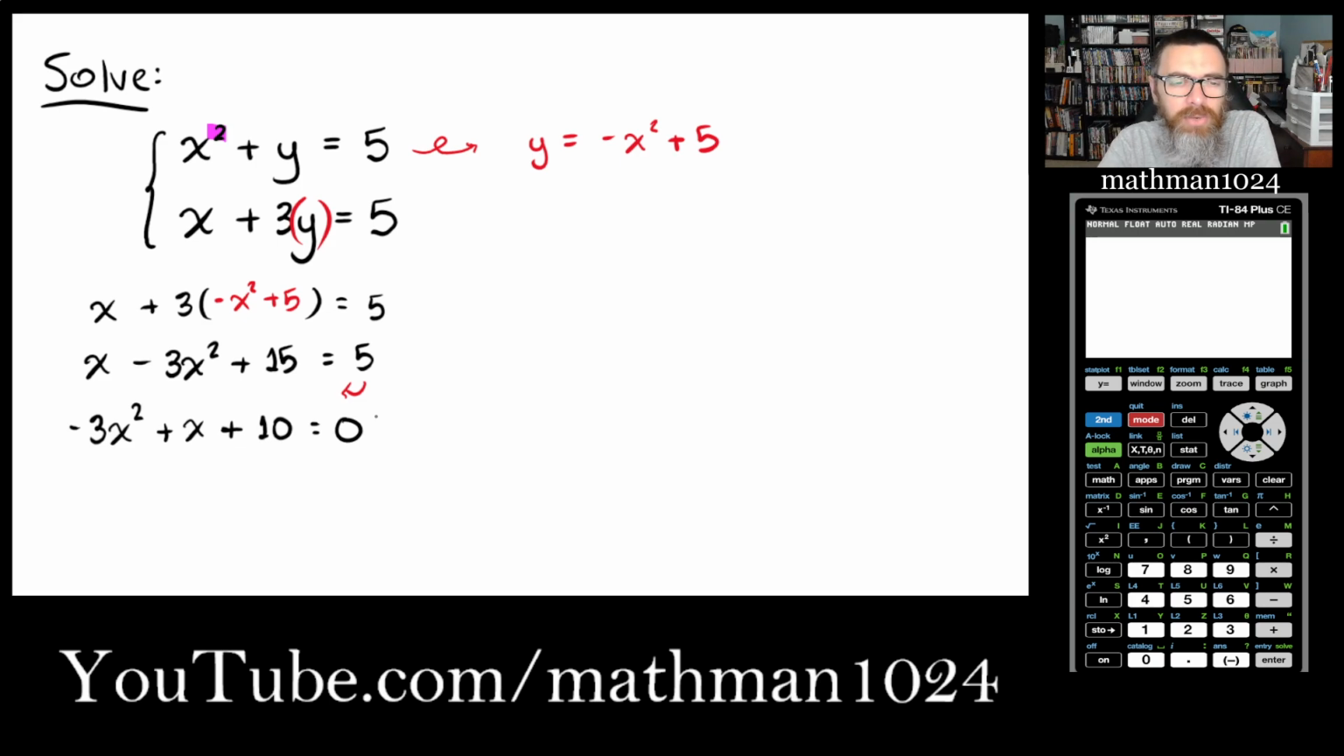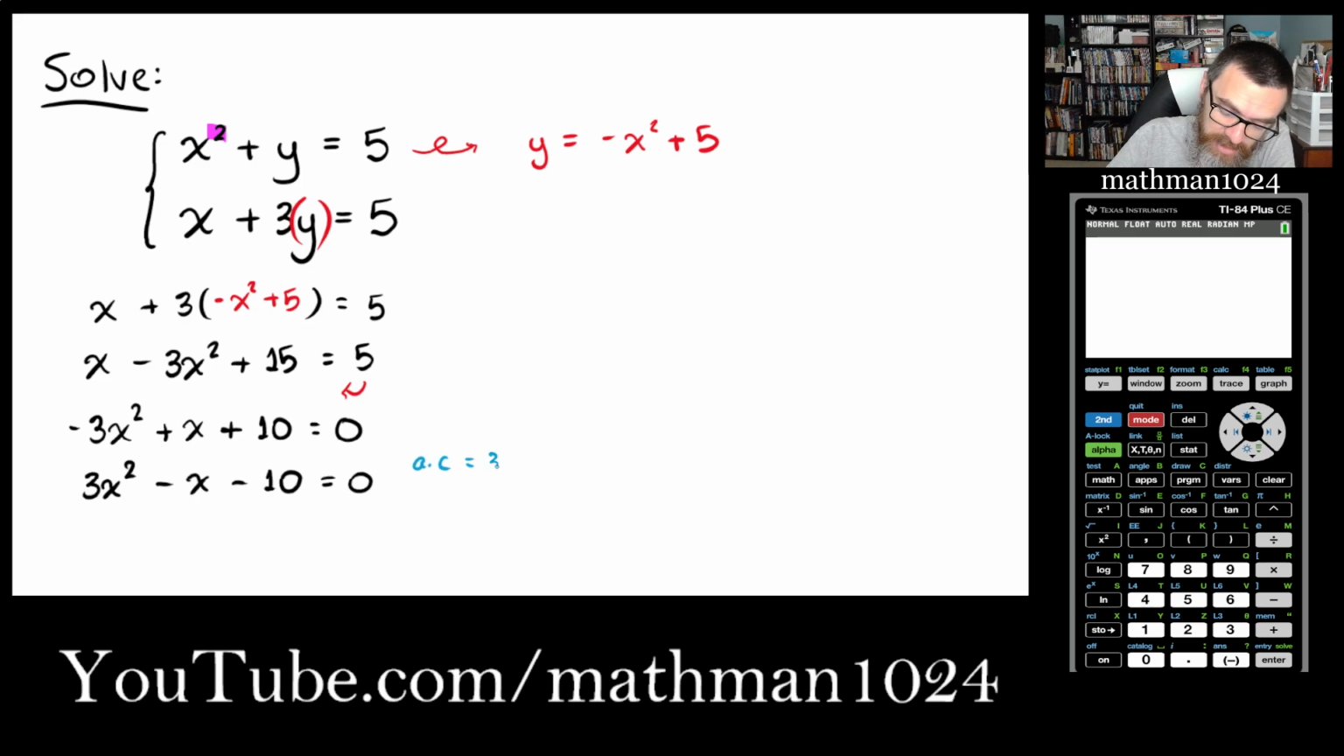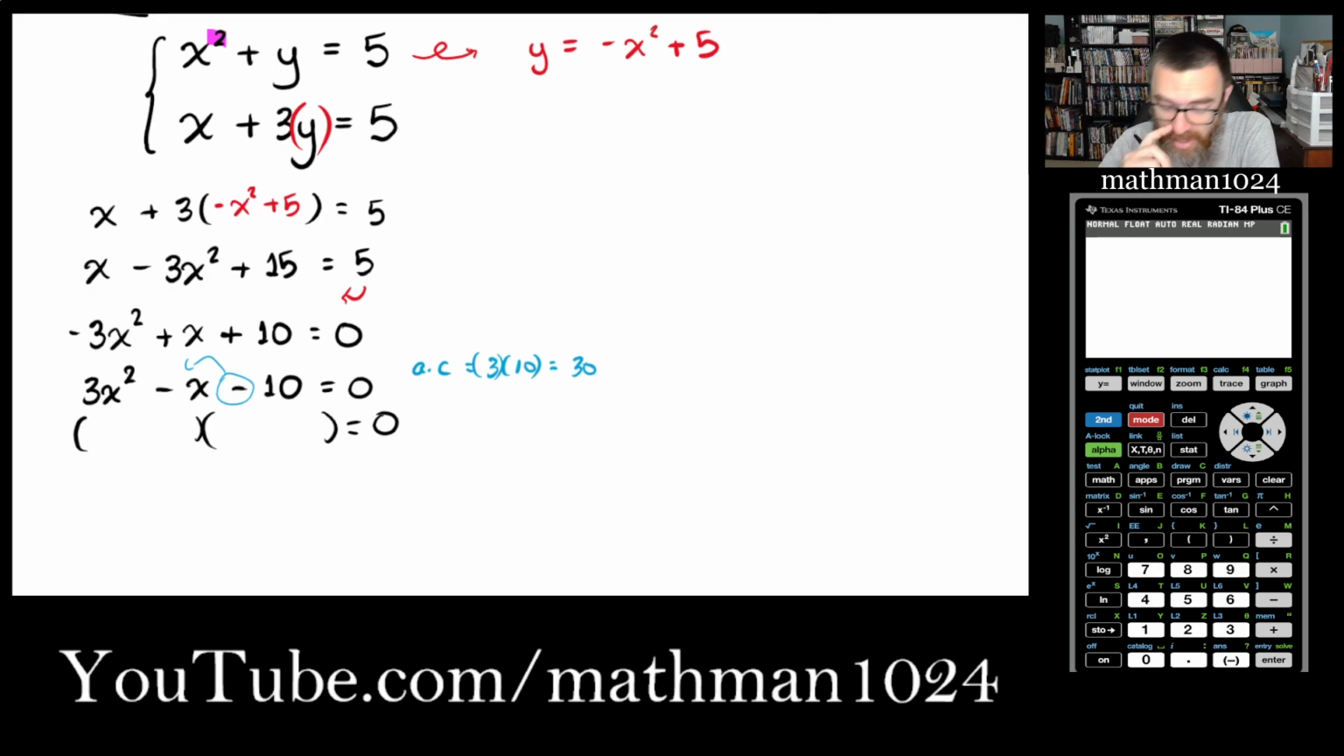And when it comes to factoring, you really want to make sure that the leading coefficient is positive. So let's change all of these signs. So positive 3x squared minus x minus 10 equals 0. So just take a quick little moment to see if this is going to factor, do the AC method. So if I do a times c, that's 3 times 10, and that's 30. Are there factors of 30 that have a difference of 1? Yes, 6 and 5. So that means whenever I'm factoring this, I'm expecting to get 6 and 5 on the inside and outside pieces of the FOIL method.